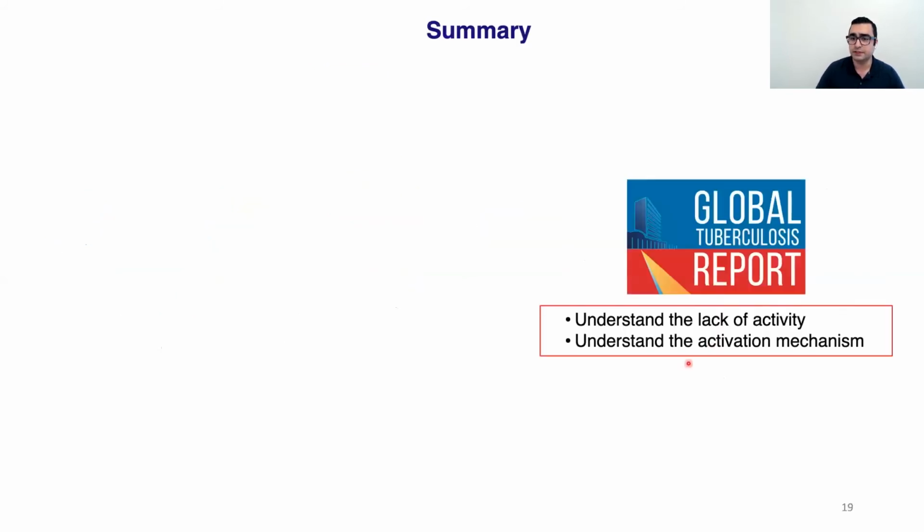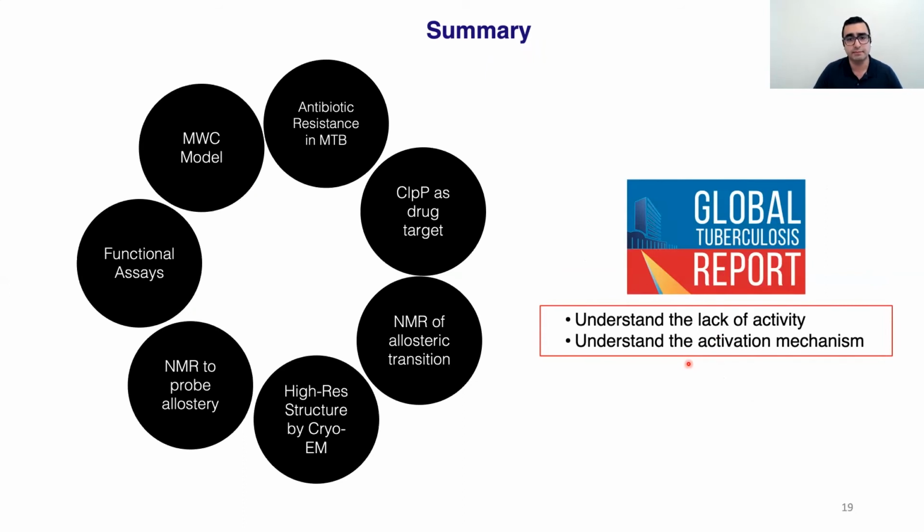Just a little summary, we talked about the TB crisis and how CLPP is a really good drug target. And we mainly answered 2 questions here: understanding the lack of activity and understanding the activation mechanism of the P1, P2 complex. We used a variety of methods: NMR to follow Alice theory, cryo-EM, some functional assays, and some MWC modeling to better understand the system.